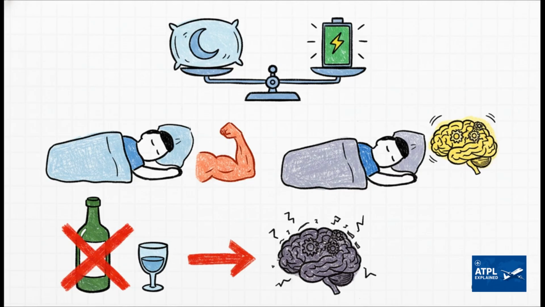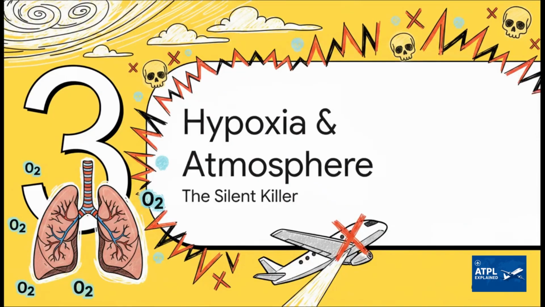And note this absolutely critical fact: alcohol severely degrades that REM sleep. So even if you sleep for a full 8 hours after having a drink, your brain never gets that deep cognitive recovery it needs. You'll be fundamentally compromised the very next day. Section 3.